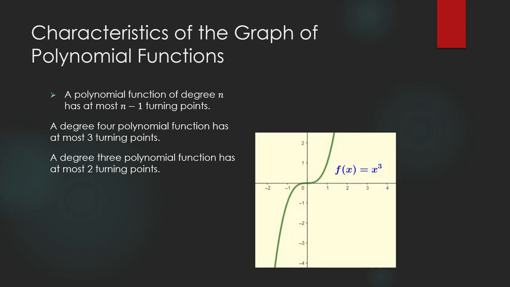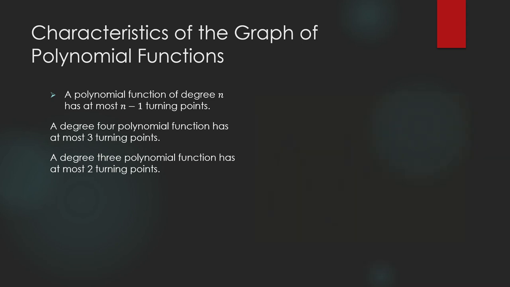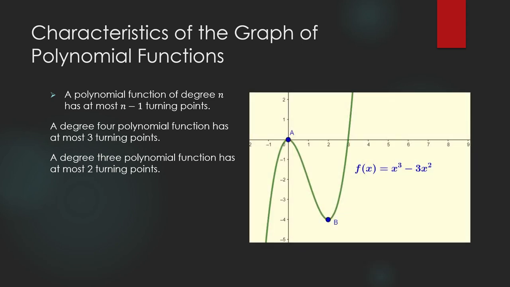This one is a degree 3 polynomial function. So it can have 2 turning points, it can have only 1 turning point, or it can have no turning point. In this particular case, this function has no turning point. This one is a degree 3 polynomial function, but in this case, it has 2 turning points.